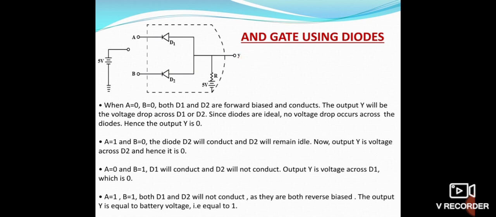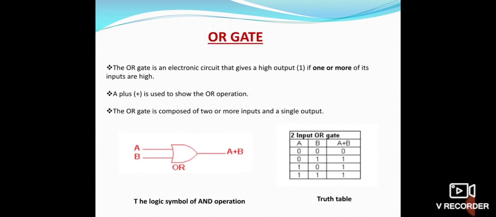Then the next case, A equal to 1 and B equal to 1. In this case, D1 and D2 will not conduct, as they are both reverse biased. The output voltage Y is equal to the battery voltage, that is equal to 5 volts, or the state 1. So you will get high output voltage only for the fourth condition, that is A equal to 1, B equal to 1.